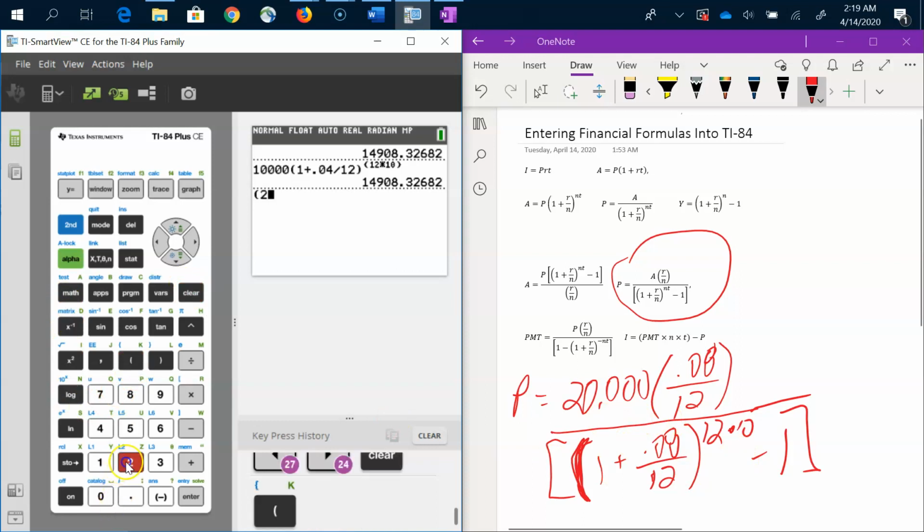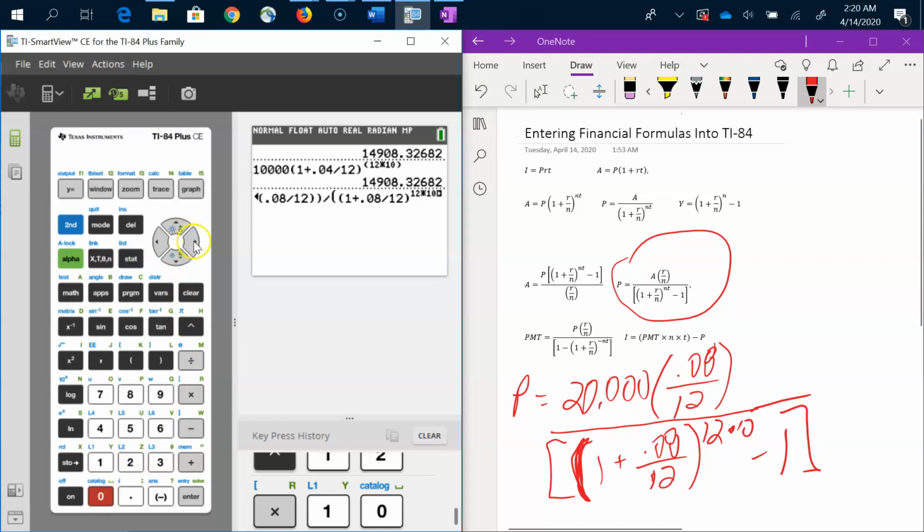So sorry about that. 20,000 parentheses 0.08 divided by 12 parentheses divided by, then parentheses 1 plus 0.08 divided by 12, parentheses, caret, and I'll even do 12 times 10, even though I know it's 120, and then minus 1. I didn't subtract 1 there.